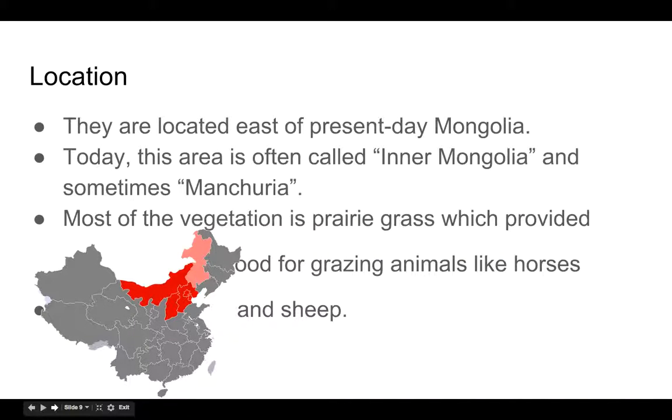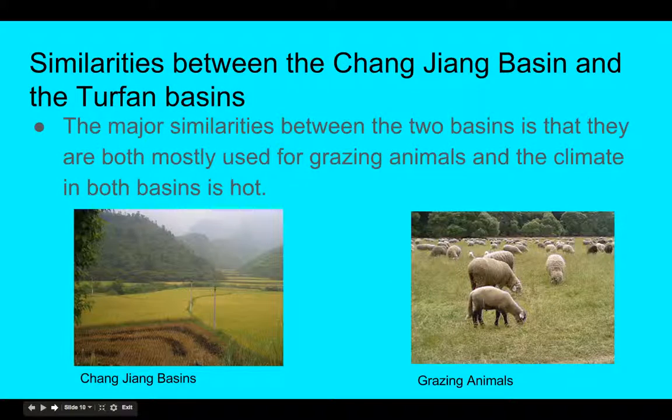So where it's at, it is located east of present-day Mongolia, that is true. It's sometimes called Manchuria, that is true. And what we really want to talk about is the vegetation. It's prairie grass, and this provides food for grazing animals like horses and sheep, and that's how the people adapted. They raised grazing animals and were more nomadic because of the vegetation that was found in this area.